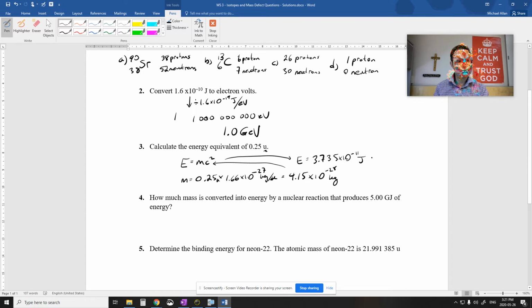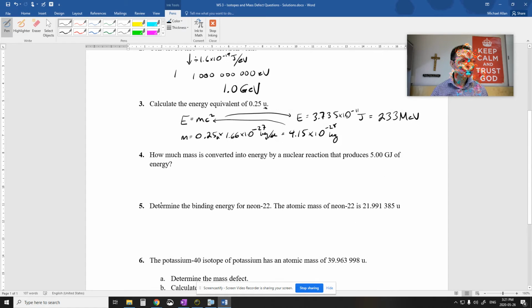That's fine. It doesn't specify what it is, but I like to represent them as electron volts. So I'm going to divide by, just like the previous question, that 1.6 times 10 to the negative 19 number. So I get 233,437,500, which just turns into 233 mega electron volts.